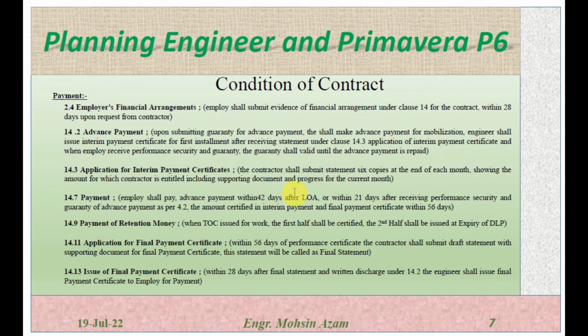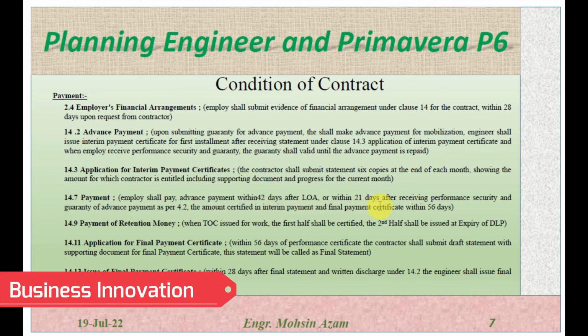So the advance payment which we discussed should be paid to the contractor within 42 days after the letter of acceptance, or within 21 days after receiving the performance security, or when the employer receives the performance security and guarantee for the advance payment as per 14.2. The amount certified in the interim payment and the final payment certificate within 42 days.